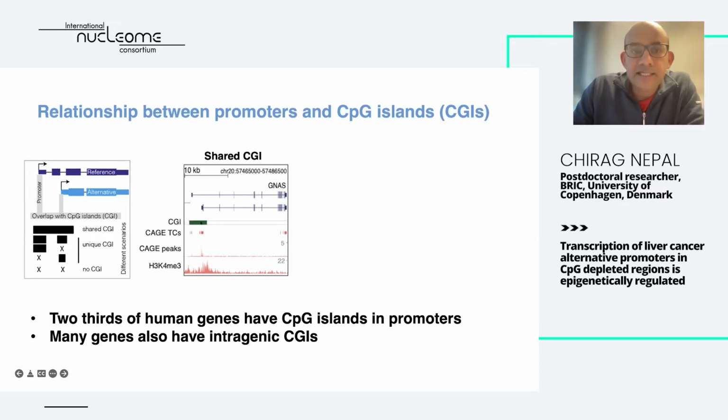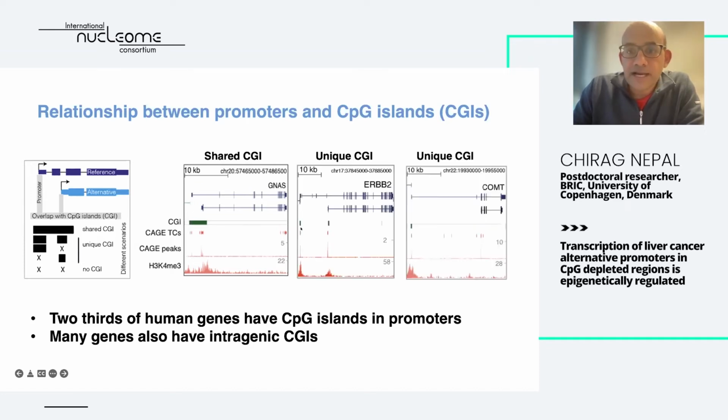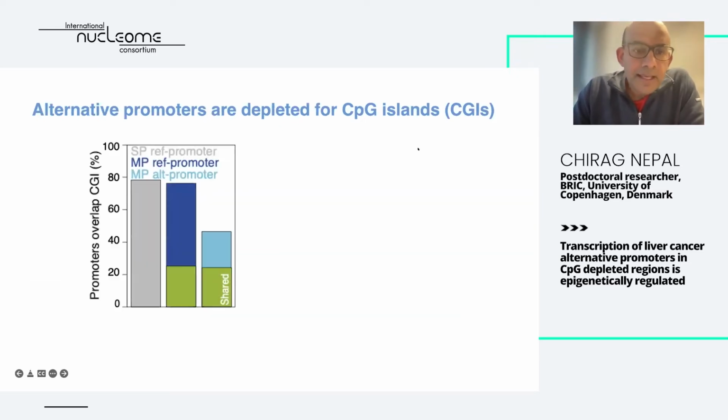The same CpG island is covered in both reference and alternative promoter. And you can have unique cases where you have it in only one of them, right? So we try to see now what is the distribution of the CpG island in reference and alternative promoter. And what we see is that the single promoters and the multi-promoter reference have around 80% of the promoters with CpG islands, which is what you would expect at the background level. But in the case of the alternative promoters, the CpG island is present only in about 50% of the promoters.